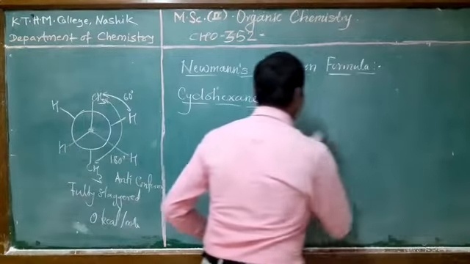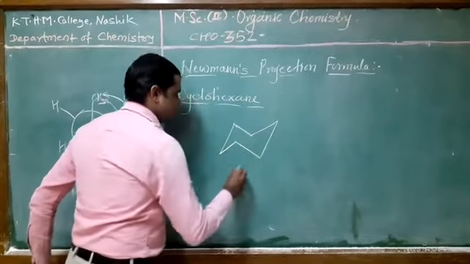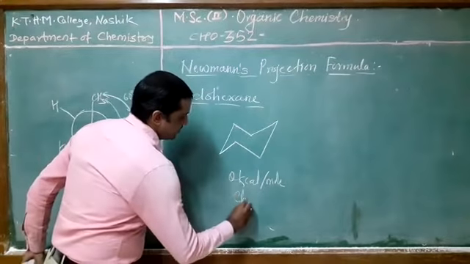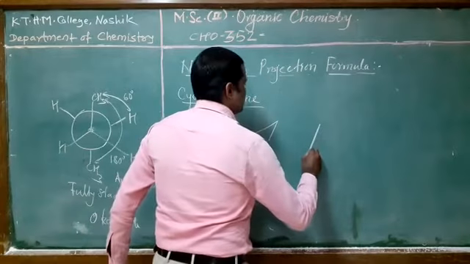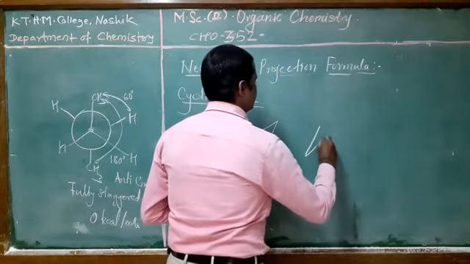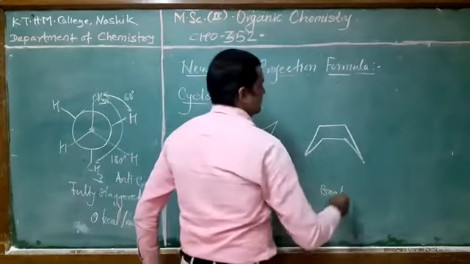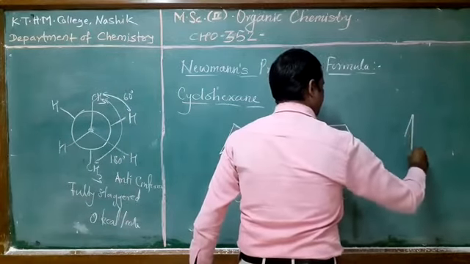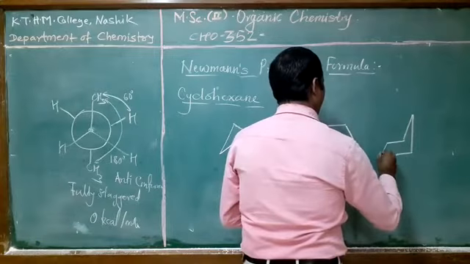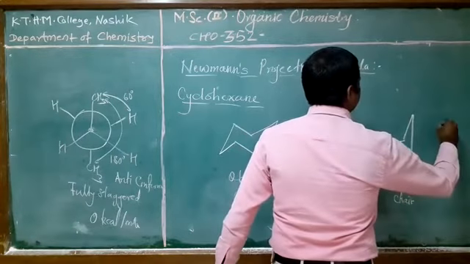So, cyclohexane, we know that cyclohexane has different conformations such as the chair, the most stable conformation, having the energy content 0 kilocalorie per mole, then the boat conformation, then the half chair conformation, and the twist boat.